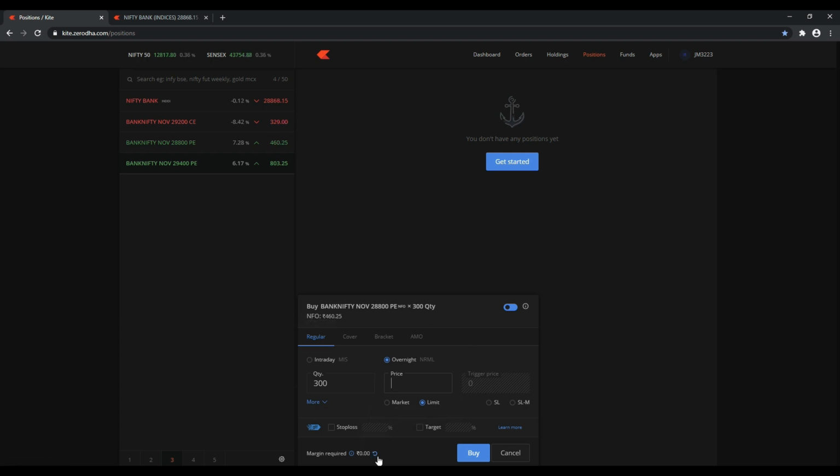And then you click on buy. Say suppose, the other thing you have to know is, if you are keeping 300 quantity for 300 price, here it will show the margin required, how much amount you should have in your account. Then only the order will be placed, otherwise it will be rejected saying that you don't have a sufficient amount.